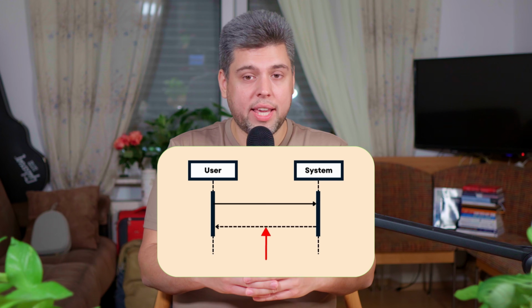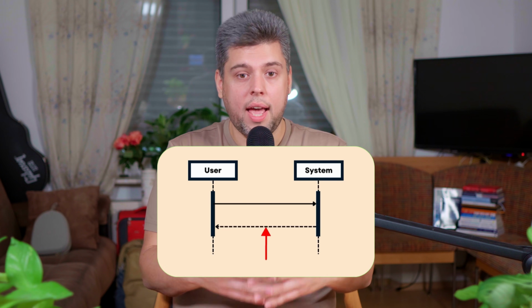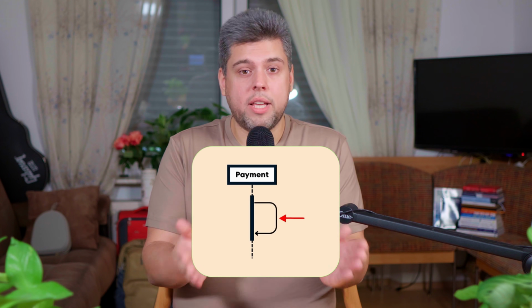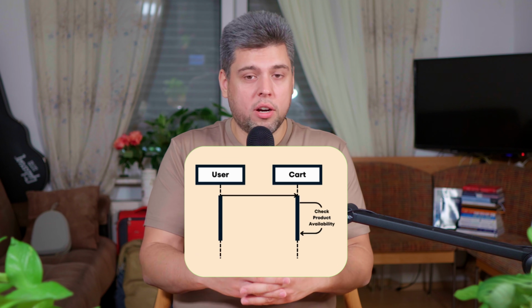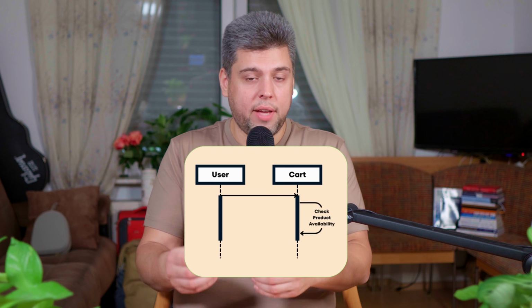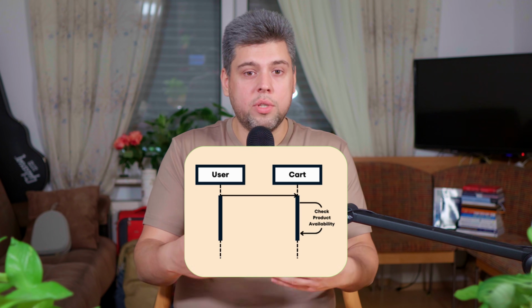A return message indicates that an object has completed processing and is returning control back to another object. For instance, you'd expect a return message with the result after querying the database. Sometimes an object may need to call one of its own methods or perform some internal action. This is called a self message and is represented by an arrow looping back onto its own lifeline. If object B needs to perform some initial validation before responding to another object, it will send itself a self message. For example, if a shopping cart needs to validate whether all items are still available before proceeding with checkout, it could send itself a self message indicating this internal check.